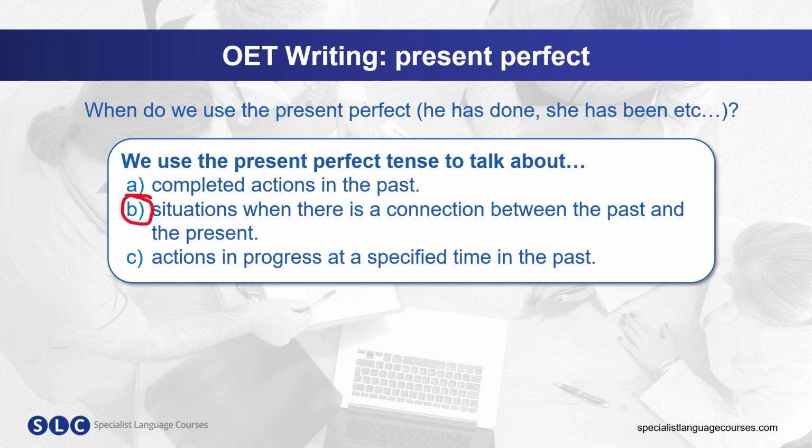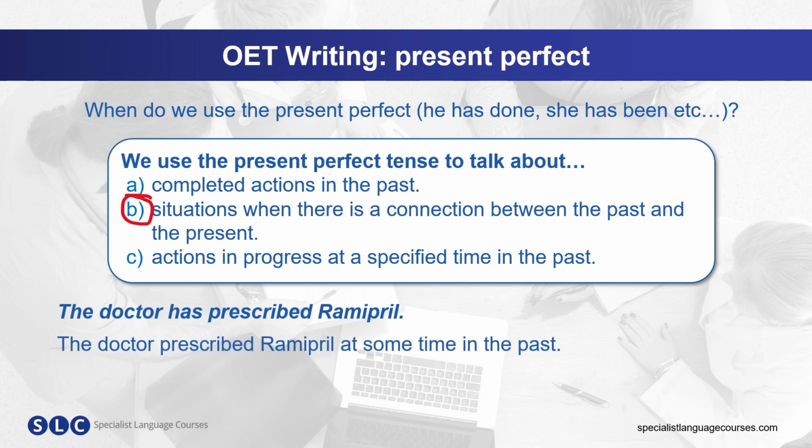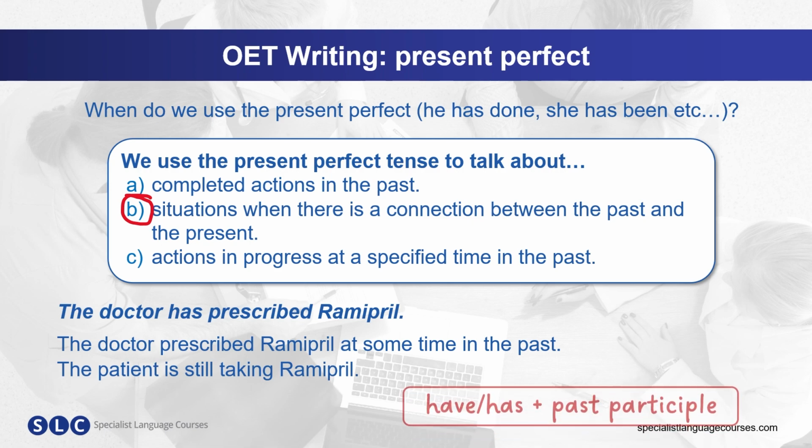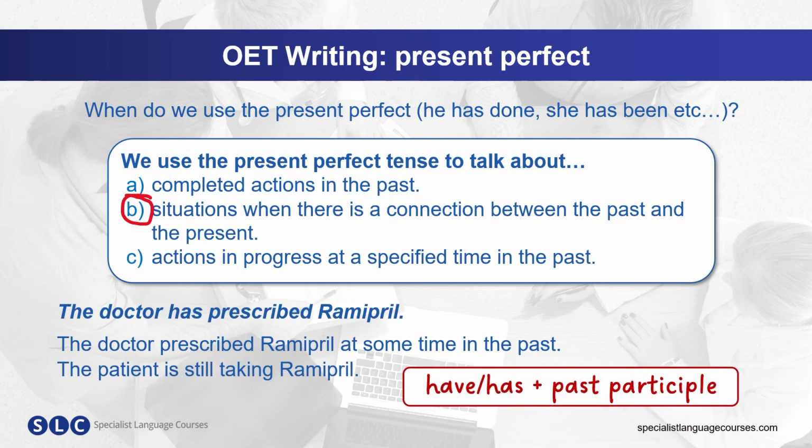The answer is B, situations when there's a connection between the past and present. For example, the doctor has prescribed Ramipril. The doctor prescribed it at some point in the past. The patient is still taking Ramipril now. And we form the present perfect by using have or has and the past participle form of the verb.